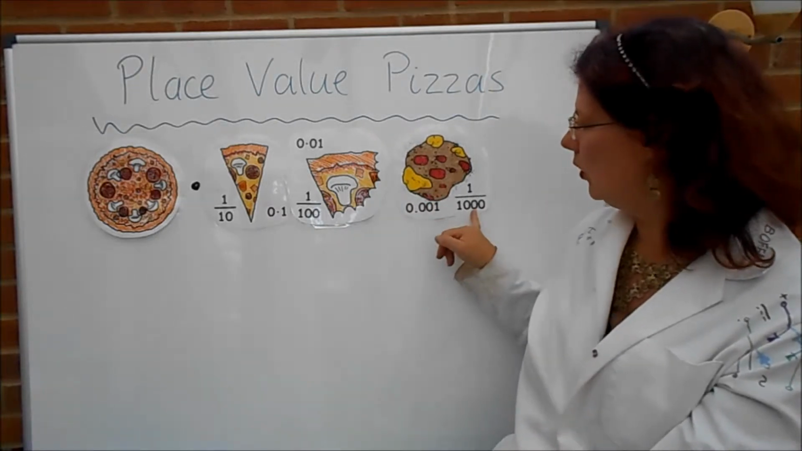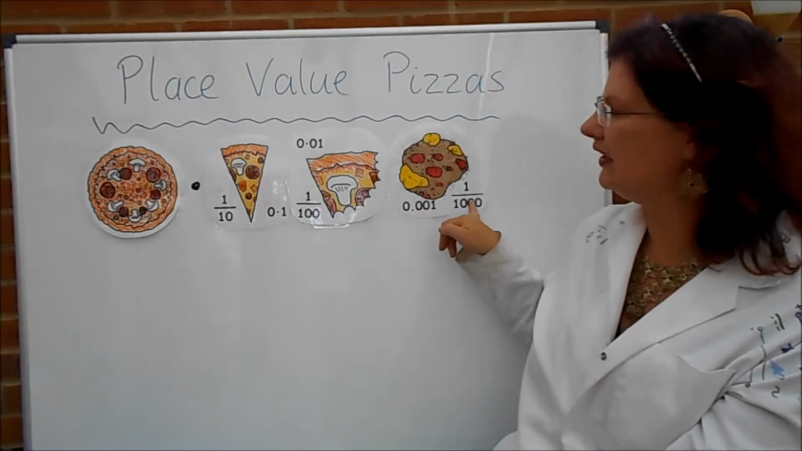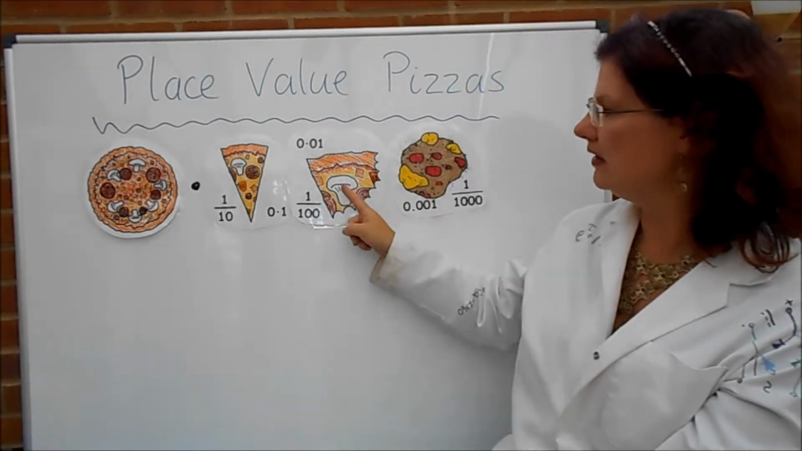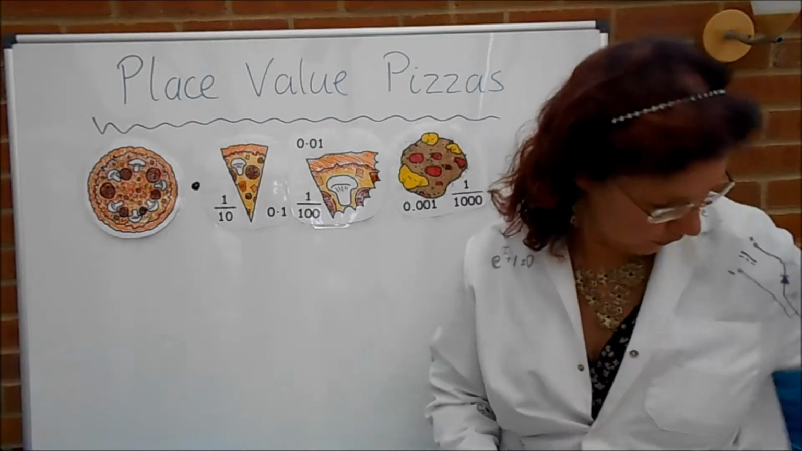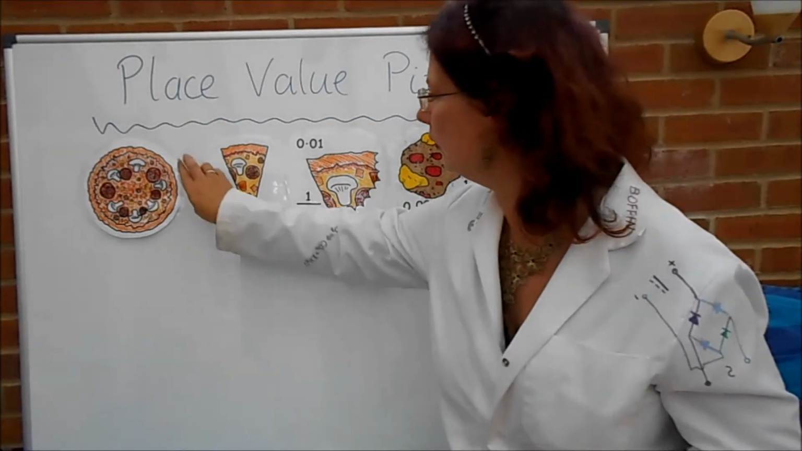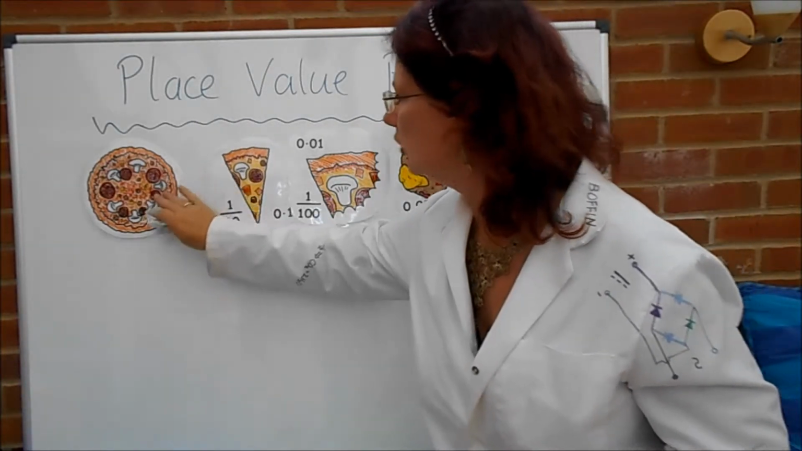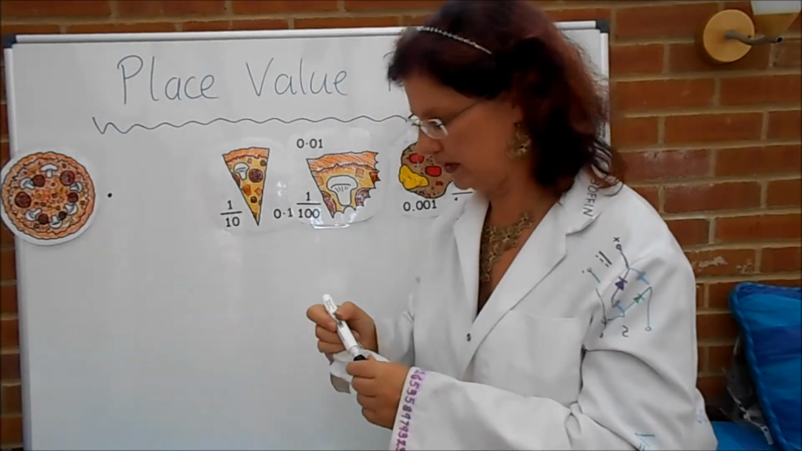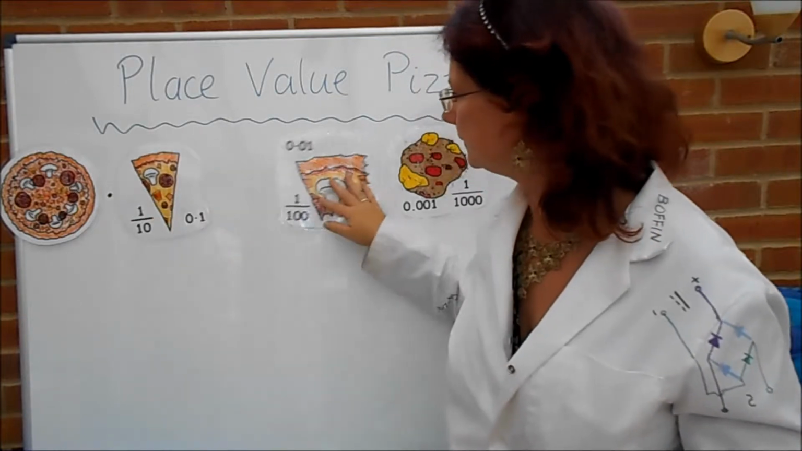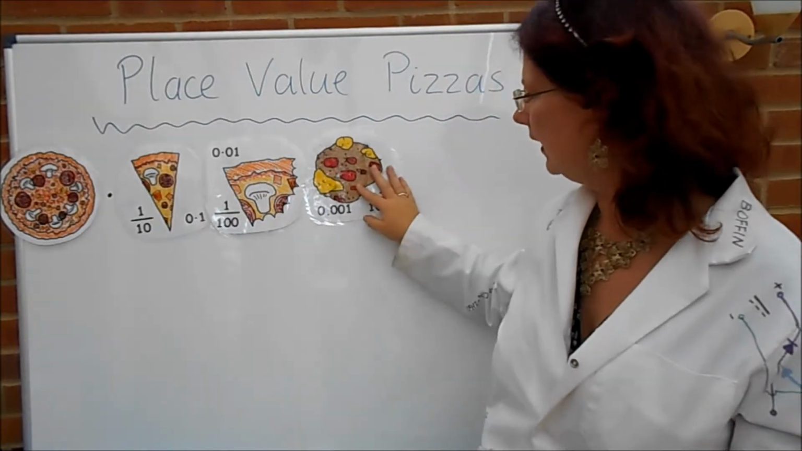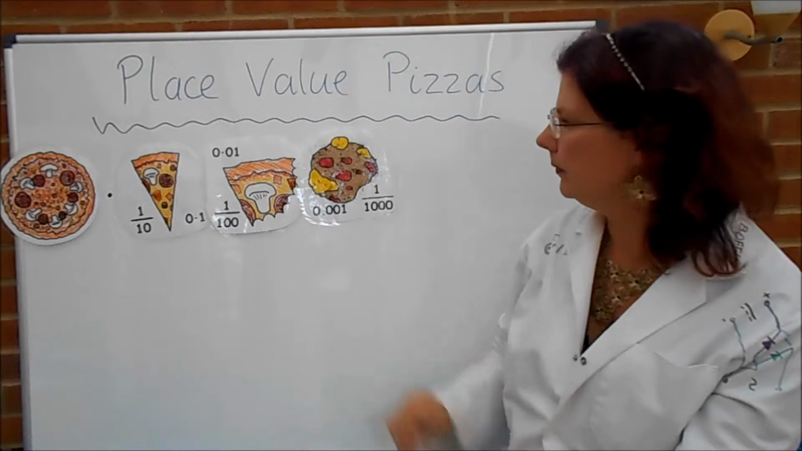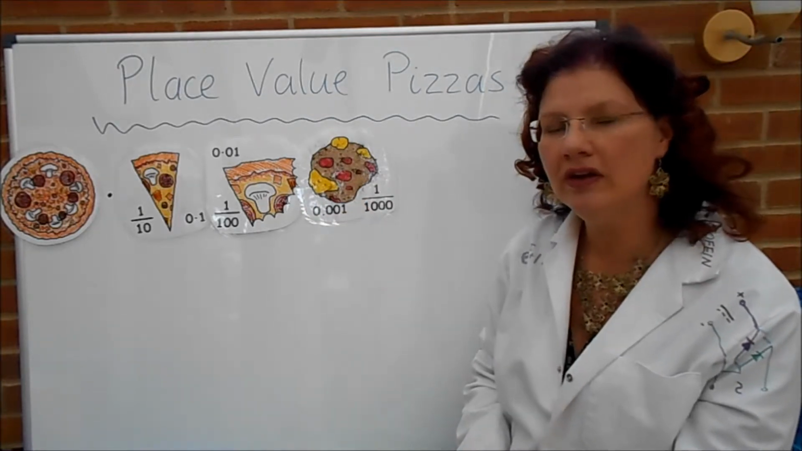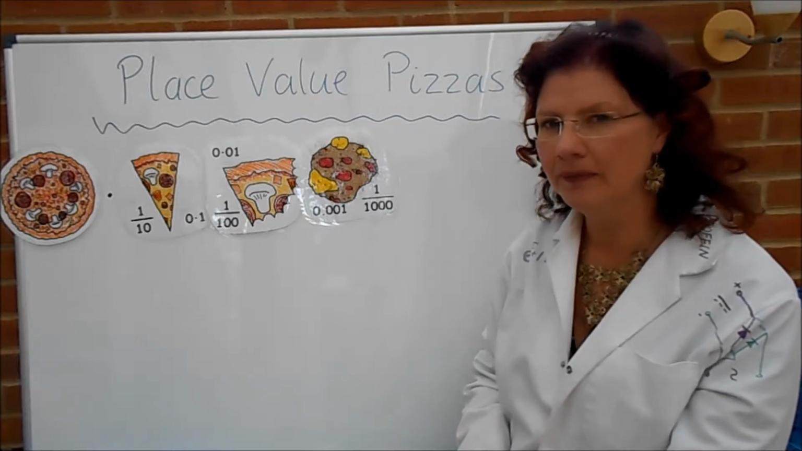Okay, so that's 1/1000th. It would take 1,000 of these to make a pizza. 10 of these make one of these, 10 of these make one of these. I'm going to have to move this up a bit, I think, so I'm going to move my decimal point. I can go right over there, my decimal point there, move these all up a little bit. Okay, so that's 1,000th, and we can see that written as a decimal.